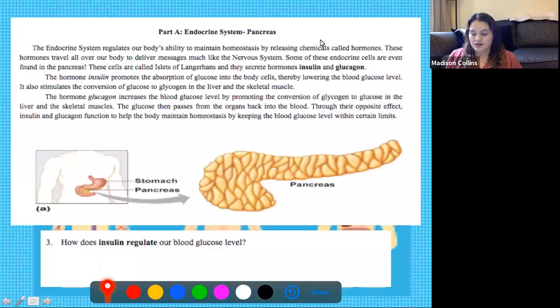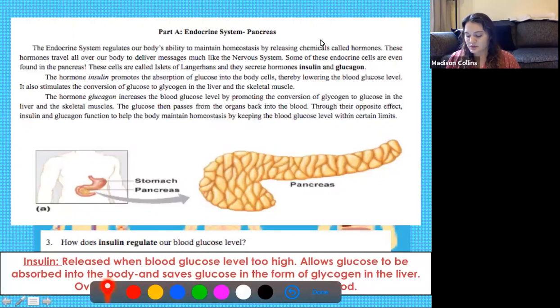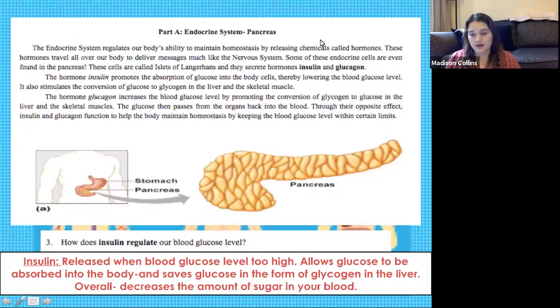Okay. Number 3, how does insulin regulate our blood glucose level? We need to know that insulin is released when blood glucose levels are too high. So anytime you eat ice cream and your blood sugar rises, your body's going to release insulin to lower those blood sugar levels. And that insulin allows glucose to be absorbed into the body, and it's actually going to save that extra glucose in the form of glycogen.